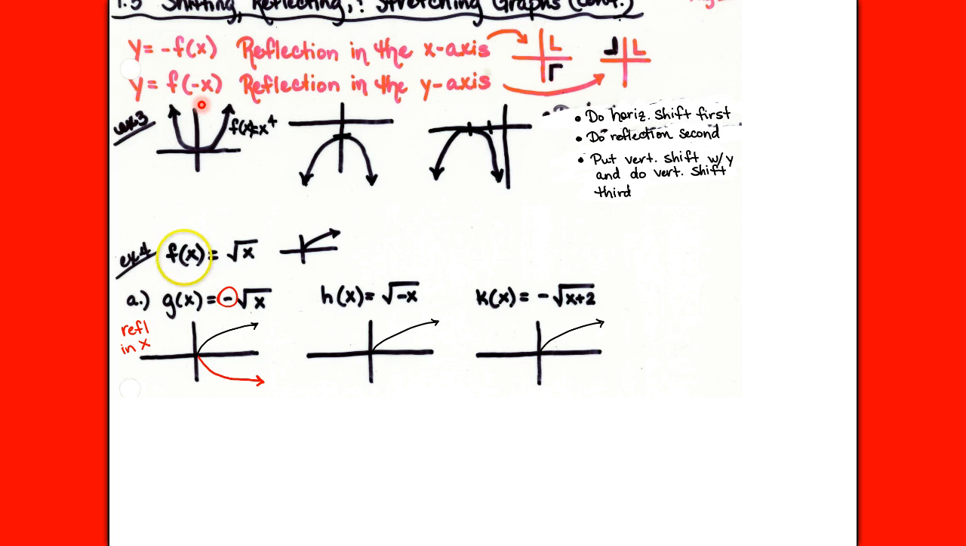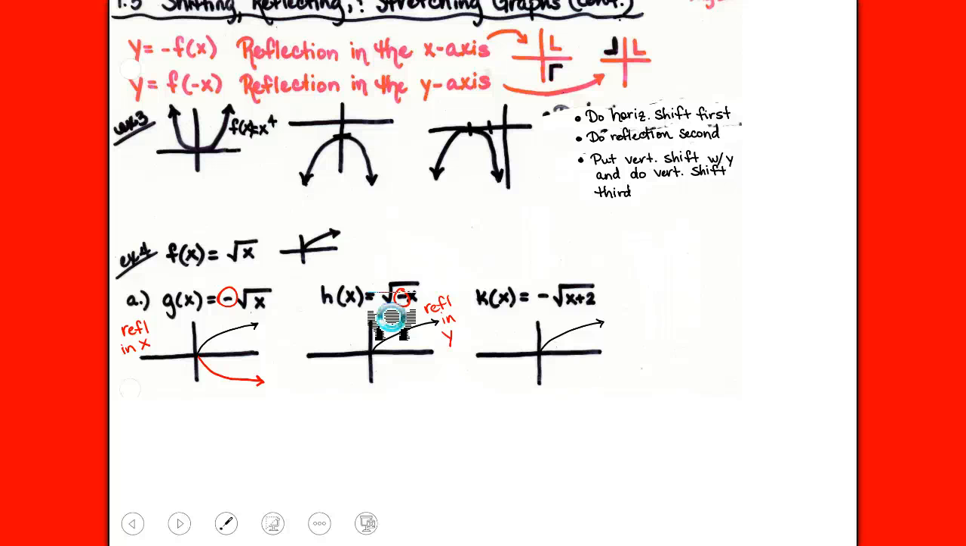So if I put a negative x in the place of that x right there and I plugged it into the function, I would get the square root of negative x, right? That's exactly what this is right here. So that is reflection in the y-axis. The negative is not out in front of the whole function. The negative is just in front of the x that got plugged into the function. Do you see the difference between those two?